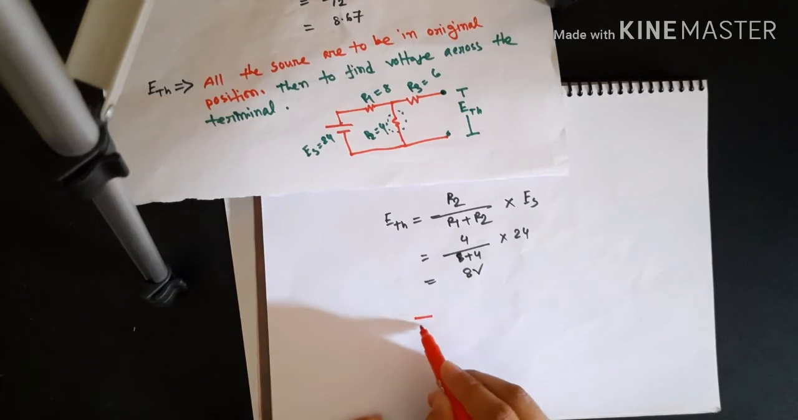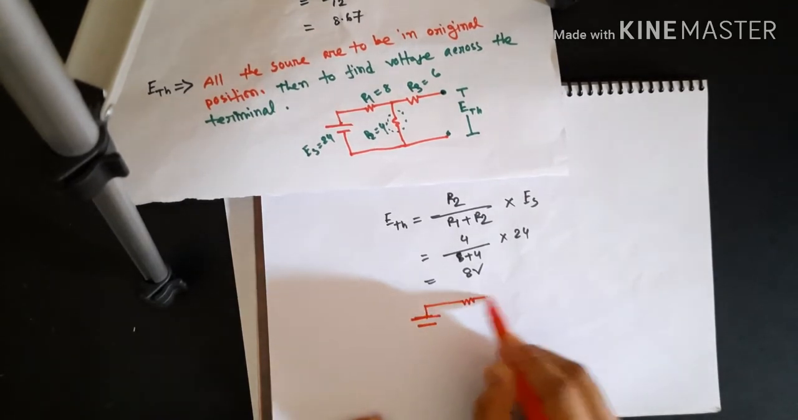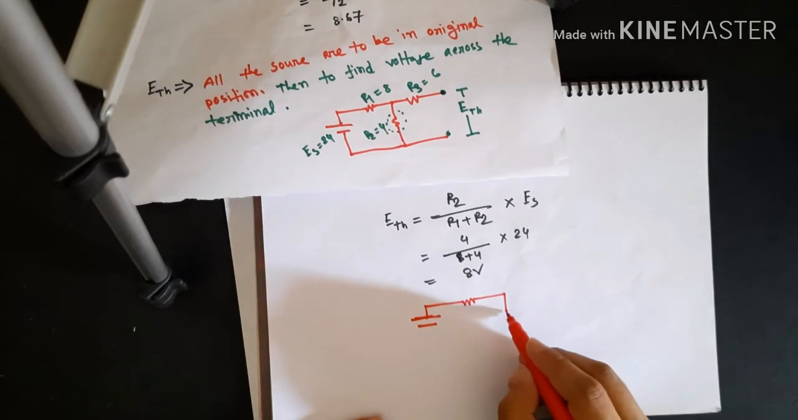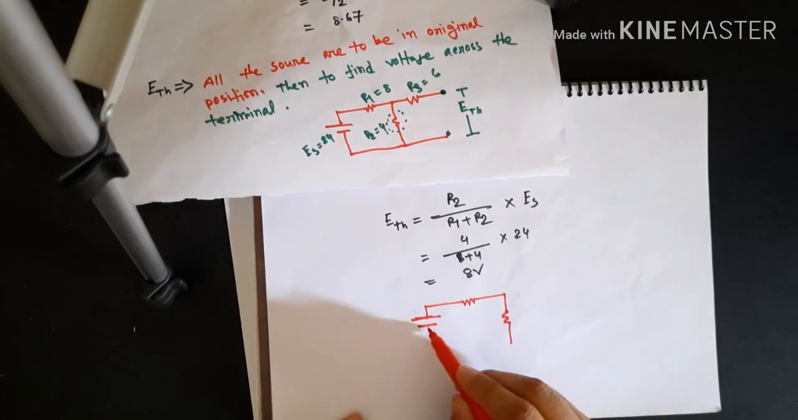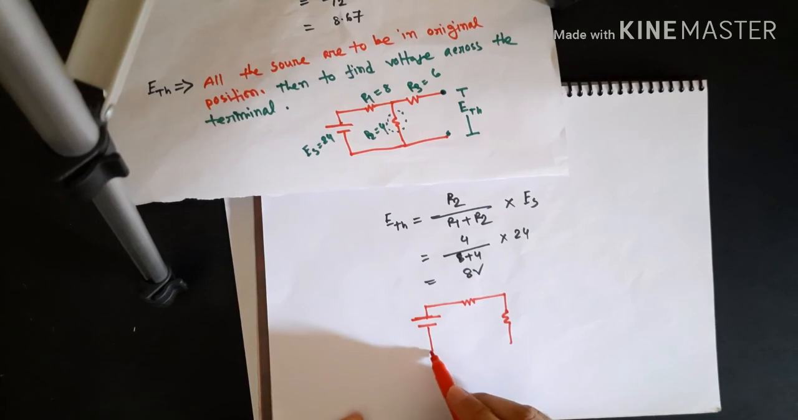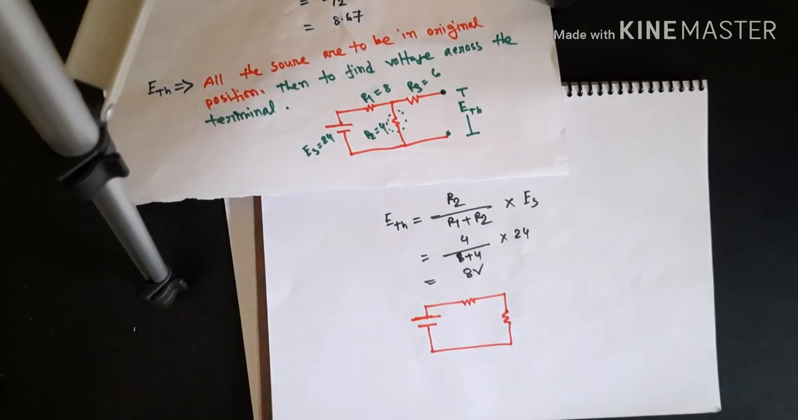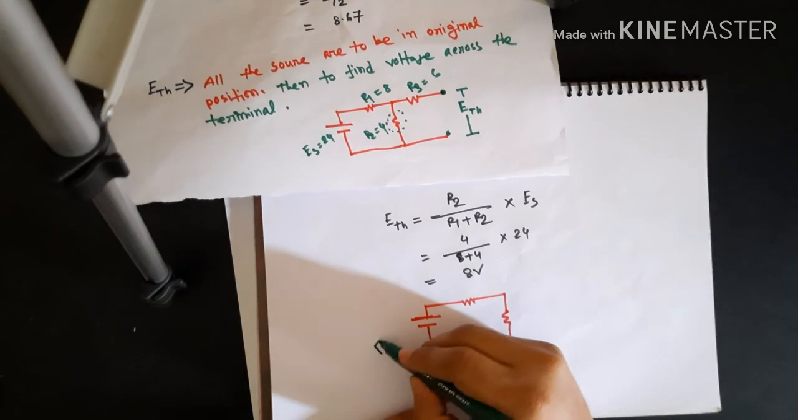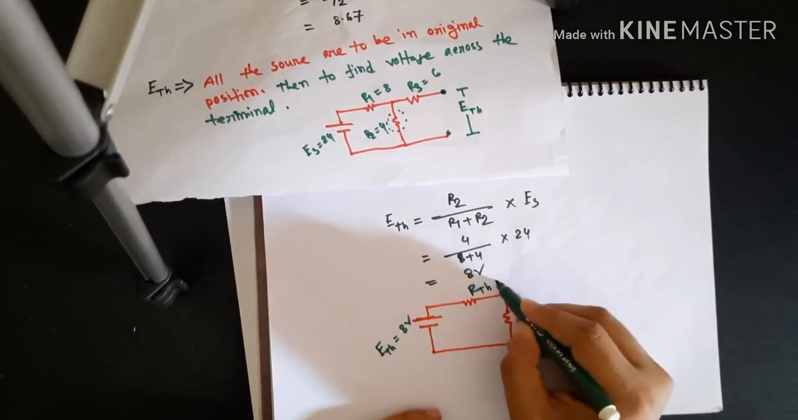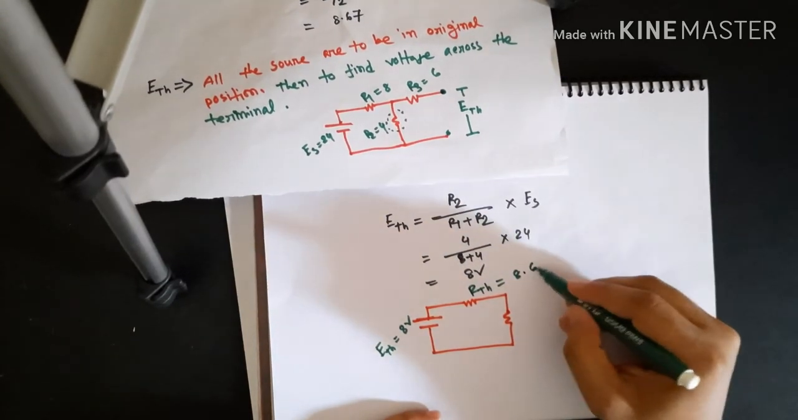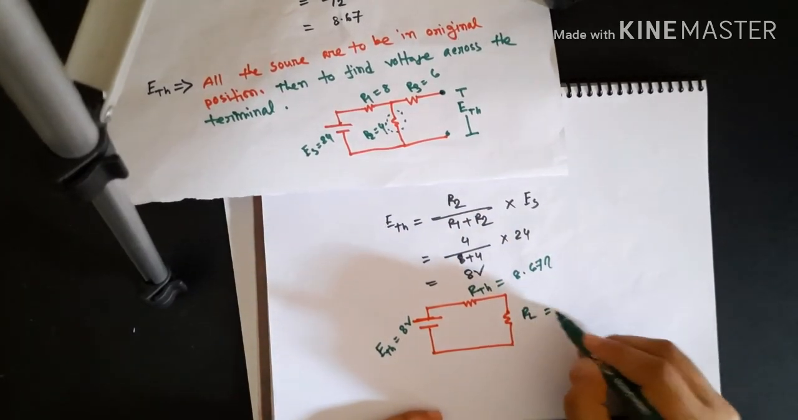So the circuit becomes like this: R Thevenin, RL. So here Vthevenin is equal to 8 volt, Vthevenin is equal to 8 volt and R Thevenin is equal to 8.67 ohm and RL is equal to RL.